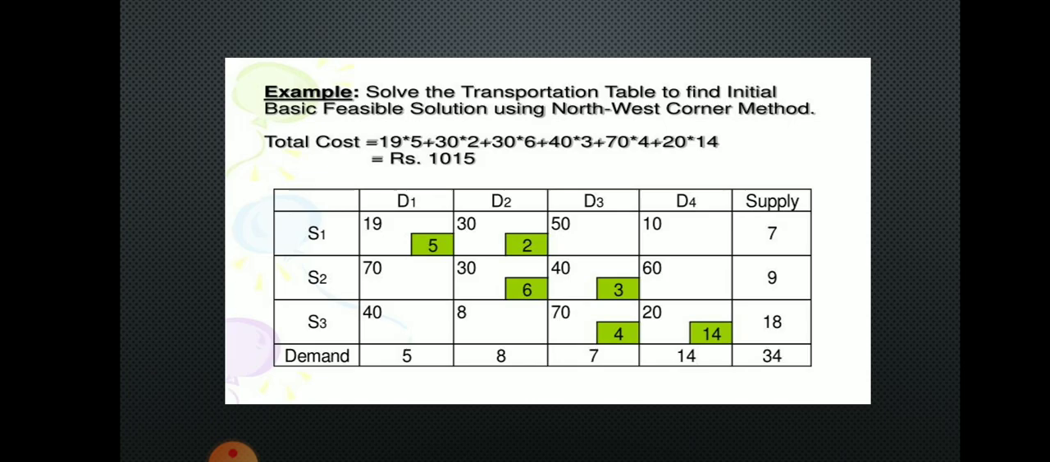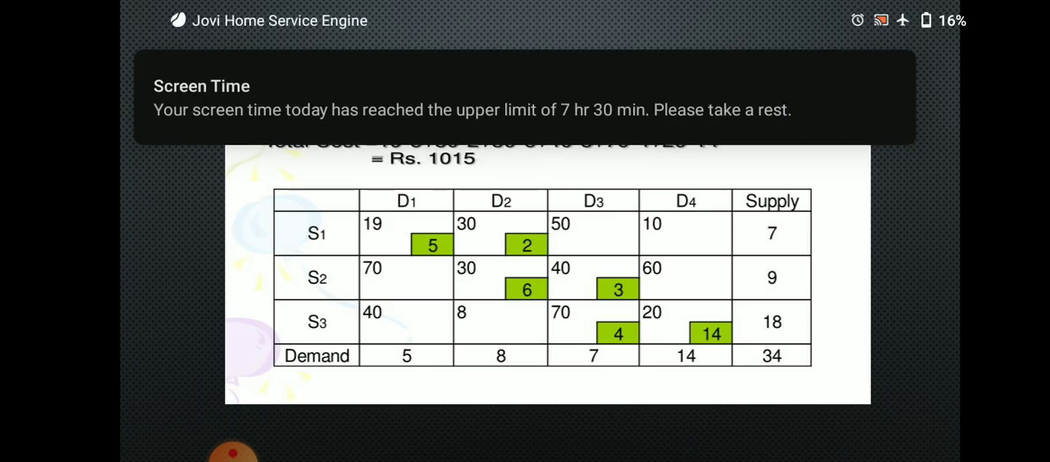After that we should calculate the total cost. That means we should calculate all the allocated cells. Here the allocated cells are 19, 30, 30, 40, 70 and 20. We calculate 19 into 5, 30 into 2, 30 into 6, 40 into 3, 70 into 4 plus 20 into 14. So here the total cost is 1015.